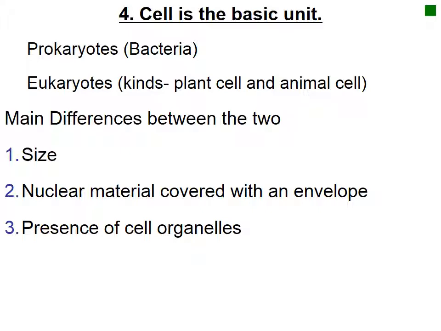Now, why would one be called prokaryote and why would one be called eukaryote? Because of the differences between the two. First difference: prokaryotes are very small. Eukaryotes are 100 times larger. Second, now you have the cell. This is the prokaryotic cell. I'm going to call this U and this is P.